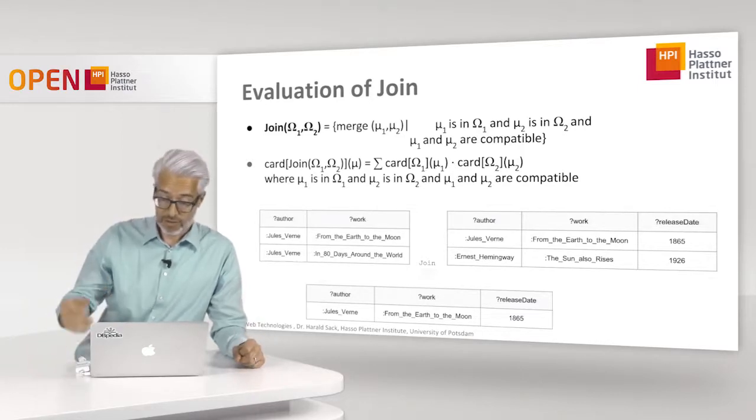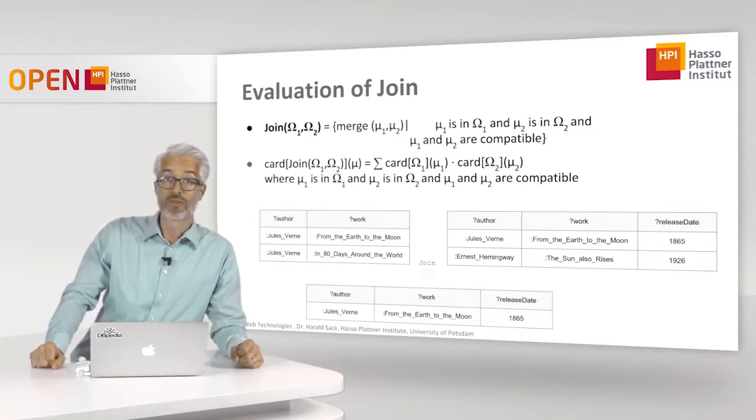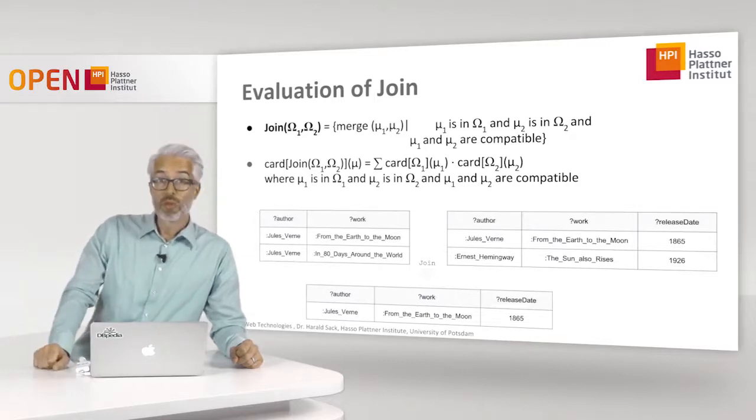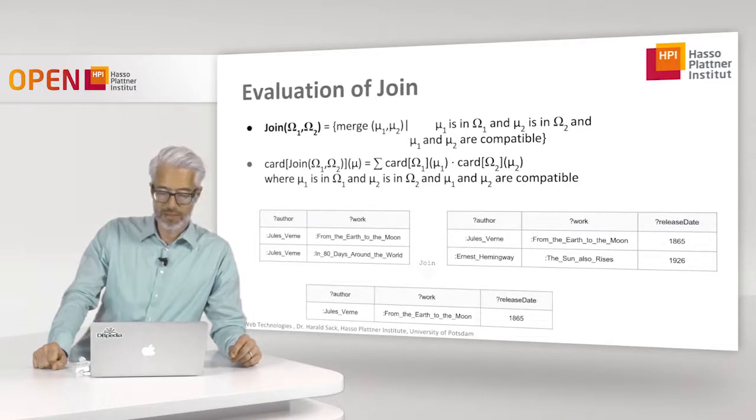But this is usually performed in that way for a join operation. You might already know this from relational algebra. In the example we have here, cardinality is pretty simple because only one is combined with one other. You see here the first table, which contains only the author Jules Verne and two of his works, From the Earth to the Moon and Around the World in 80 Days.